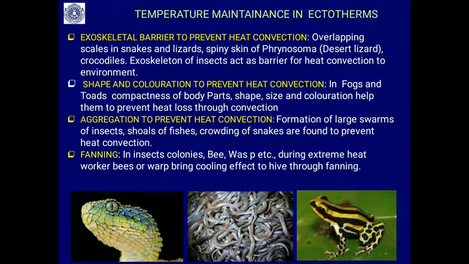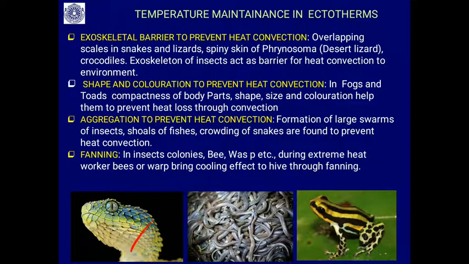Exoskeleton acts as a barrier to prevent heat convection. Overlapping scales you will find in the case of snakes, lizards. Spiny skins in rhinosoma, desert lizard, then crocodiles, exoskeleton of insects. All these act as a barrier for heat convection to the environment. The atmospheric heat does not get into the body because of these overlapping scales.